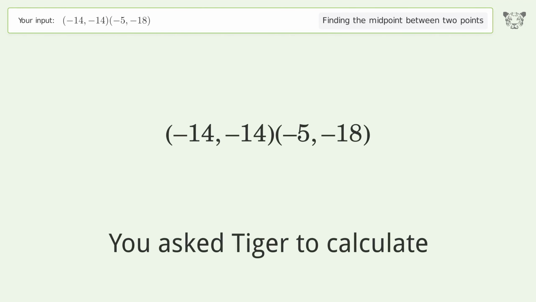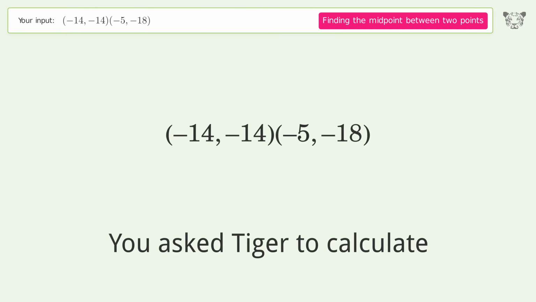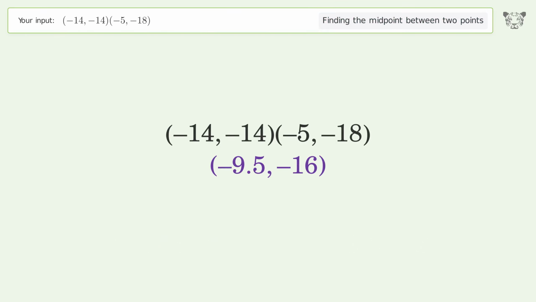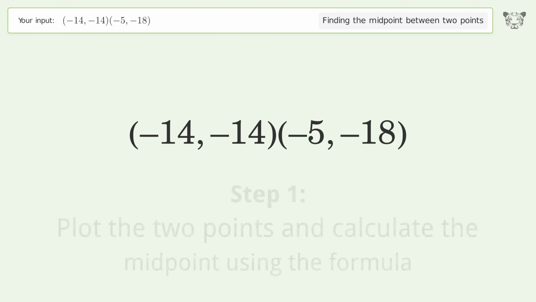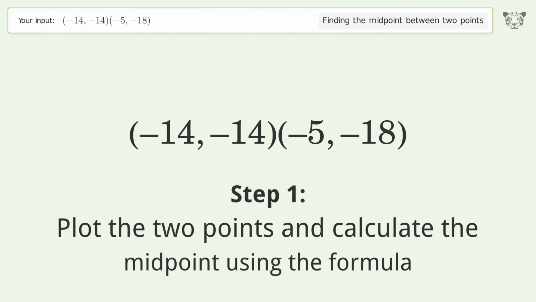You ask Tiger to calculate. This deals with finding the midpoint between 2 points. The midpoint between the 2 points is -9.5, -16. Let's solve it step by step. Plot the 2 points and calculate the midpoint using the formula.